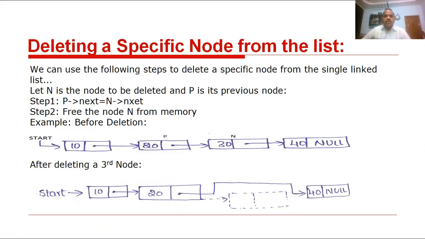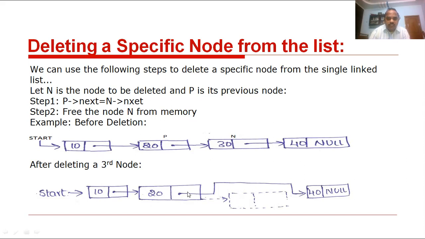Deleting a specific node from the list. So I want to delete the second element. We can use the following steps to delete a specific node from the single linked list. Let n be the node to be deleted and p its previous node. Previous to next equal to n to next. Then free node n from memory.